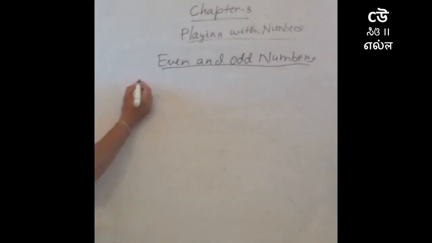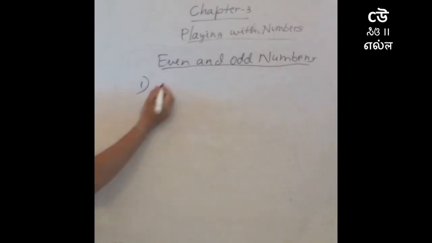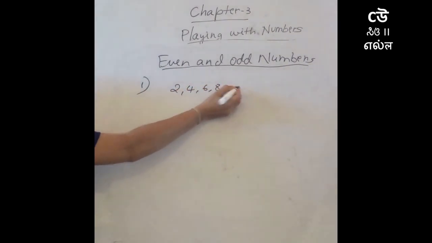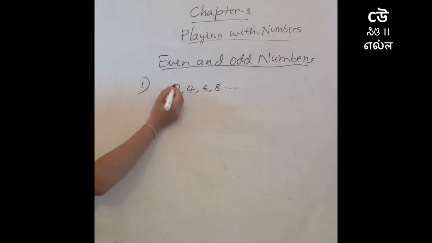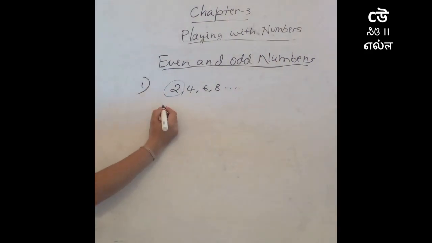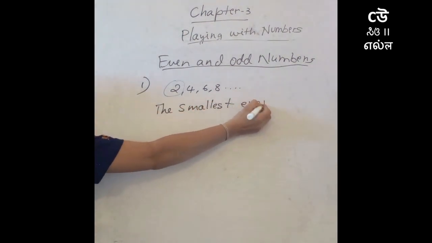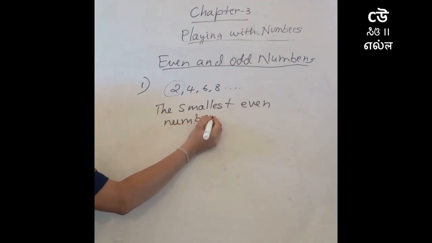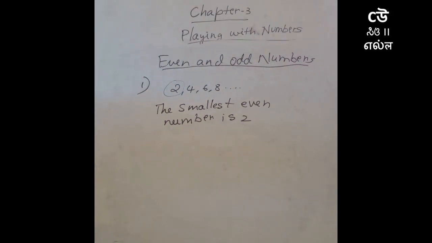So the first interesting fact is, do you know, children, what is the smallest even number we have? Even numbers start from 2, 4, 6, 8 and so on, right? Which is the smallest number within these numbers? 2 is the smallest number, right? So, we can tell that the smallest even number is 2.